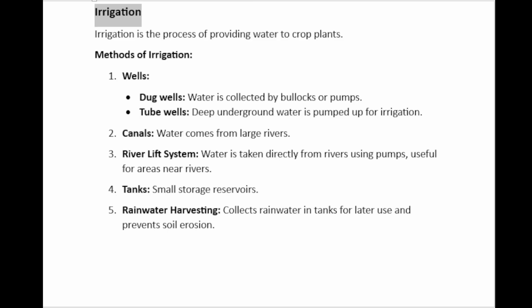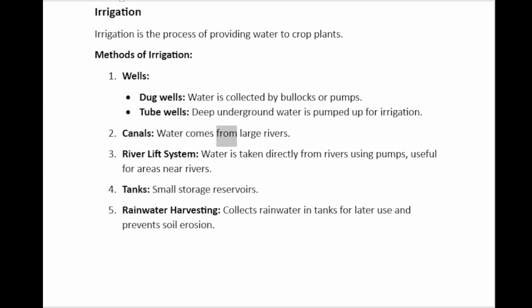Irrigation. Irrigation is the process of providing water to crop plants. Methods of irrigation. Wells. Dug wells, water is collected by bullocks or pumps. Tube wells, deep underground water is pumped up for irrigation.